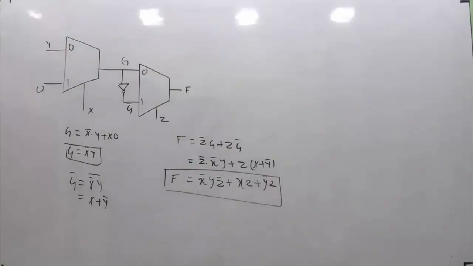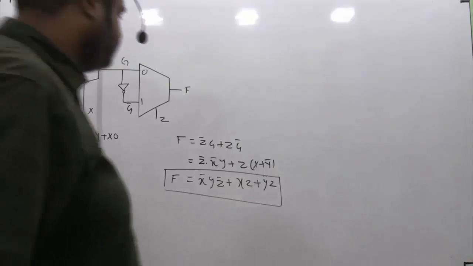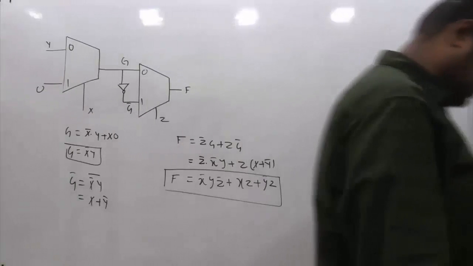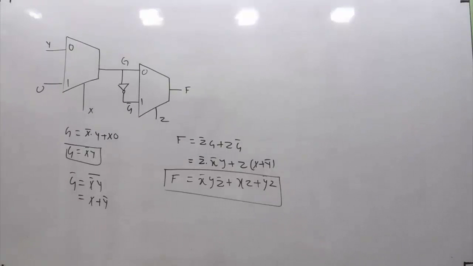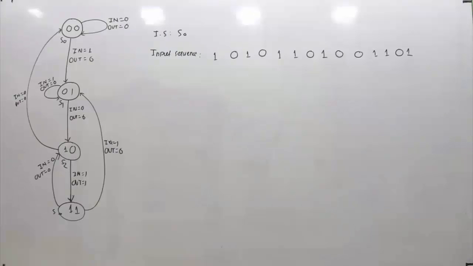So you have x bar y z bar, then you have x z, and then you have y bar z. Yeah, that is given in option B. So that was the right answer for this question. So very straightforward question. Whenever you have multiplexers in a cascade structure, get the output of the first multiplexer, use the corresponding expression in the output expression of the second multiplexer. So that is the right answer.